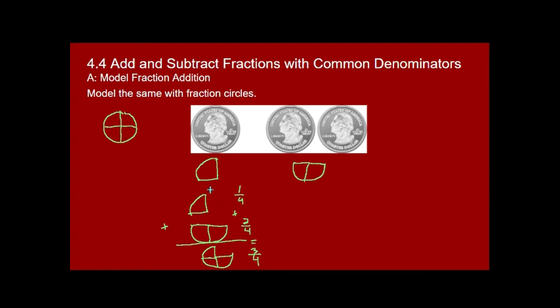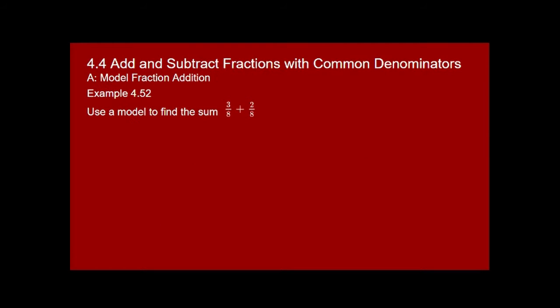And this is what you're going to be doing in section A. You're going to be making models of fraction addition. Let's do an example. It says use a model to find the sum 3/8 plus 2/8. Okay, 3/8 plus 2/8. So let's see what a circle looks like when divided into eighths. Okay, so if I put one line, that's halves, fourths, and then I need to divide each of those again, and there's eighths. Okay, so it should look like this.